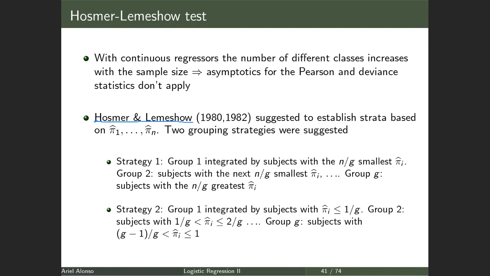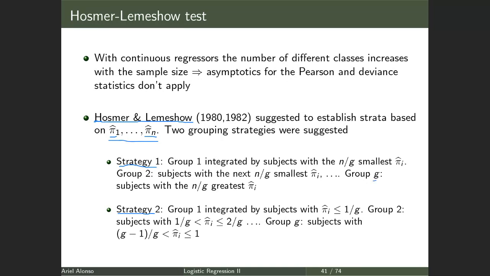So what they did is you now calculate the fitted values for all the individuals. Now you don't have repeated measurements. So for every value of the covariance, you get one estimated probability. And what they did now, they created categories for these estimated probabilities. And they did that using two strategies. Here you have them. One strategy is you just consider G groups, and this G is arbitrary. You choose the G any way you want.